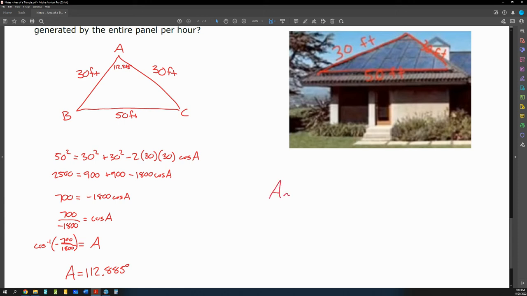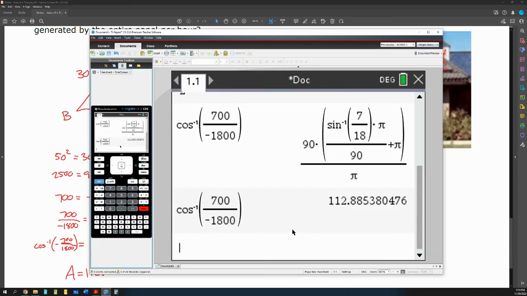All right, so for the area, that's equal to 1/2 side angle side. So our two adjacent side lengths are 30s in this case, with the included angle sine of our newly found 112.885. So let's go ahead and find the area here.